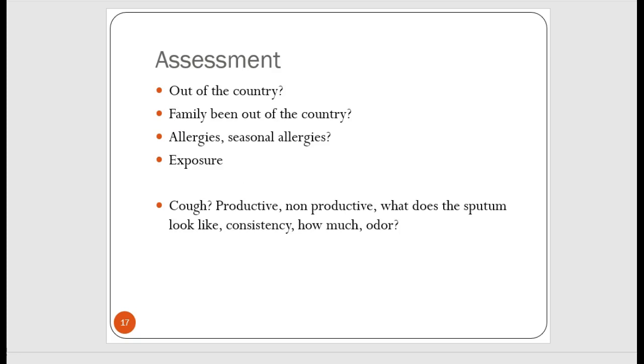And then also, if they've been out of the country, you want to ask them, have you lost weight? Are you having any night sweats, any blood in your sputum? Those things are very important. Allergies, seasonal allergies. A lot of patients have upper respiratory infections or sinus infections. And once again, reinforcing that cough.